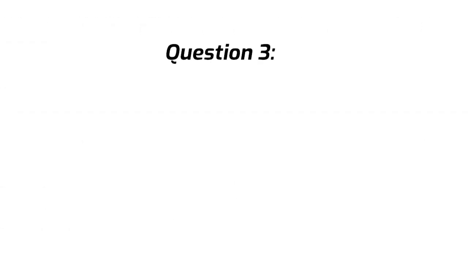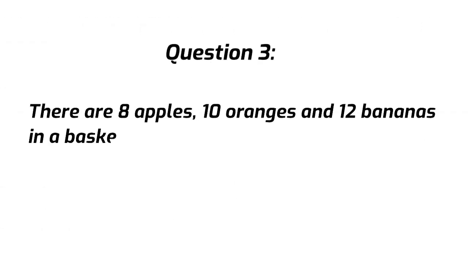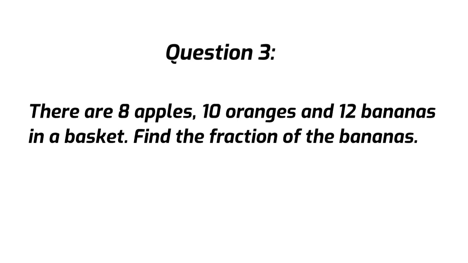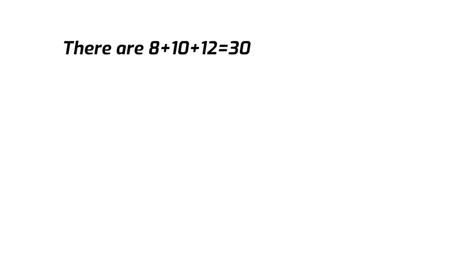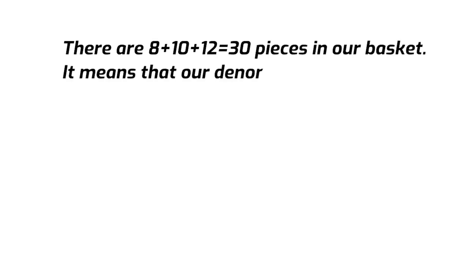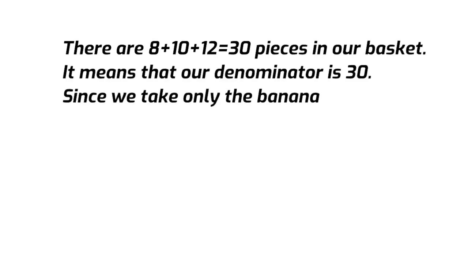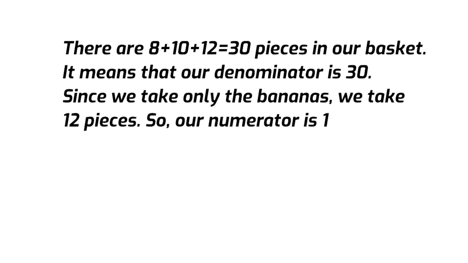There are 8 apples, 10 oranges and 12 bananas in a basket. Find the fraction of the bananas. There are 8 plus 10 plus 12 equals 30 pieces in our basket. It means that our denominator is 30. Since we take only the bananas, we take 12 pieces. So, our numerator is 12. Our fraction is 12/30.